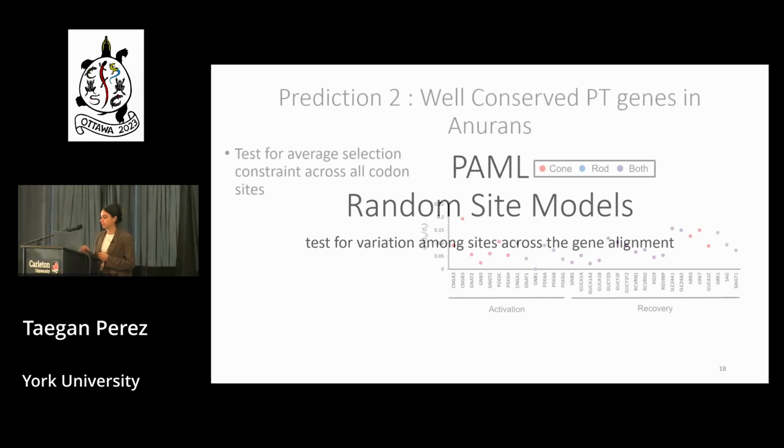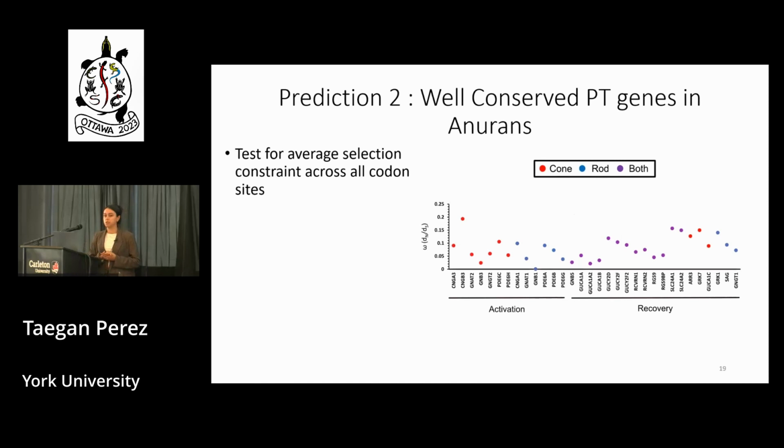And so again, our first prediction was that these phototransduction genes would be well conserved in anurans given their functional importance. One of these random site models, called M0, tests for the average selective constraint acting across all codon sites in a given gene alignment, which then allows us to determine the degree of selective constraint that's actually acting on that gene.